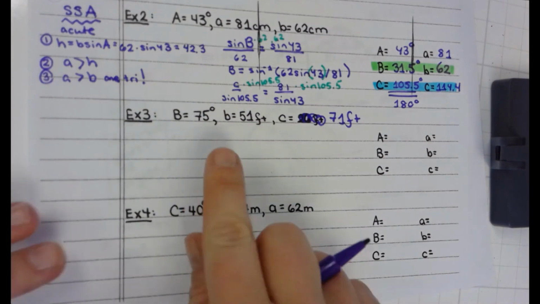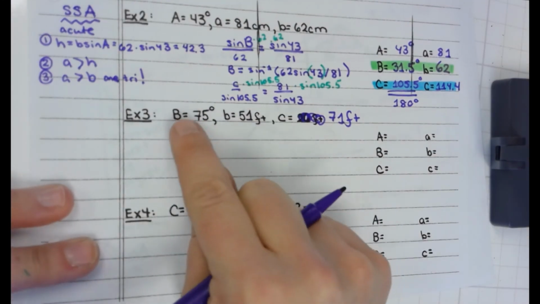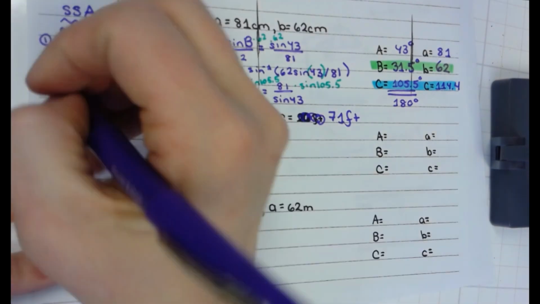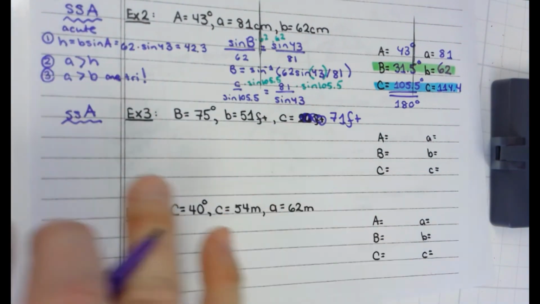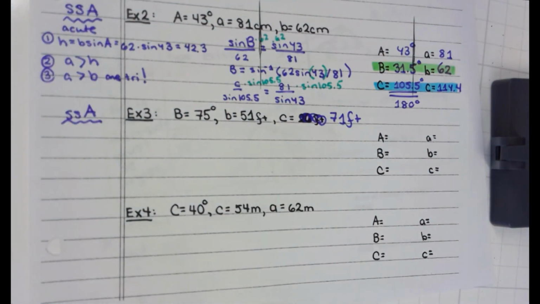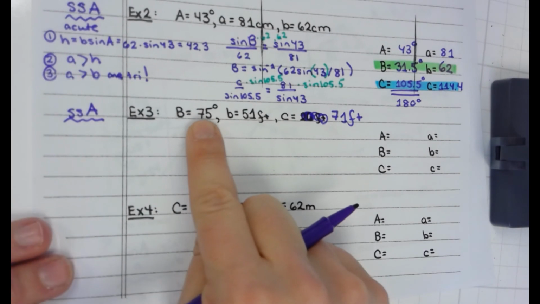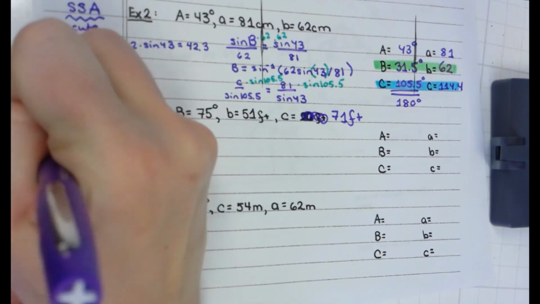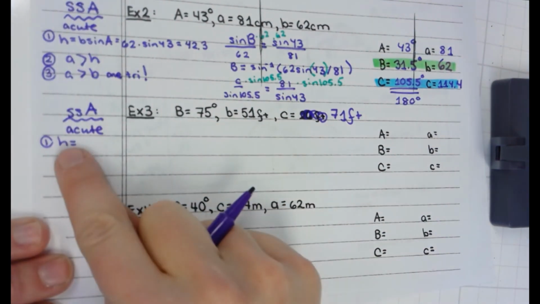So, here we go. I'm looking again. Look at the letters. I see a side. Do you have a matching letter? Yes. So this is a side-side-angle. You do need to look at the case of the ambiguous triangle just to make sure. So here we go. Is this angle acute or obtuse? Acute. So if it's acute, our first step is we have to figure out the height.